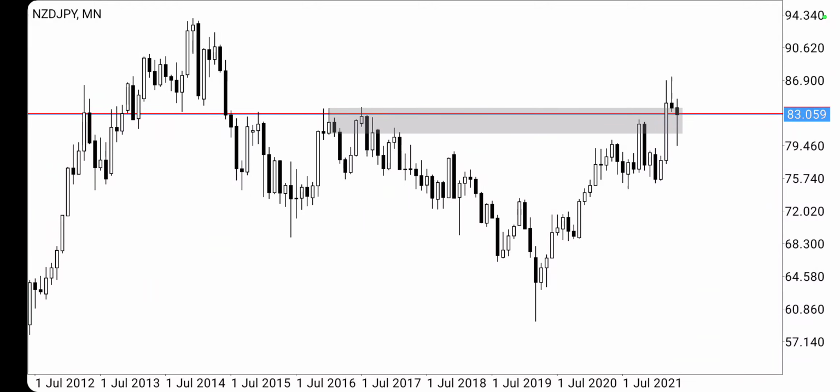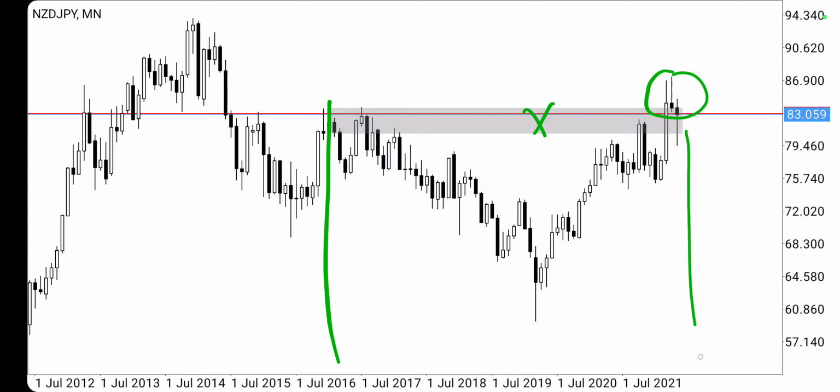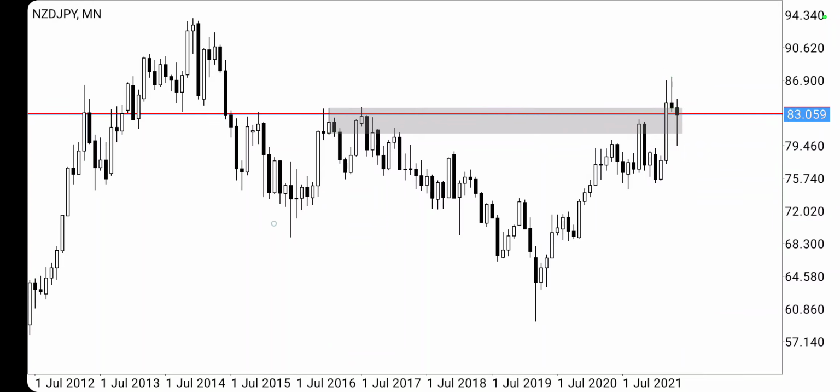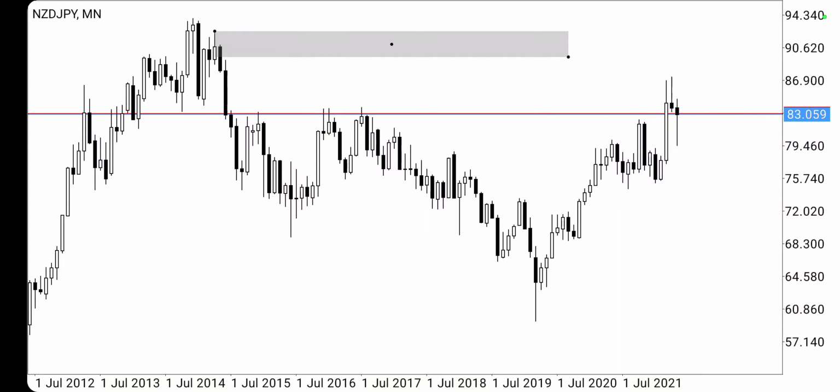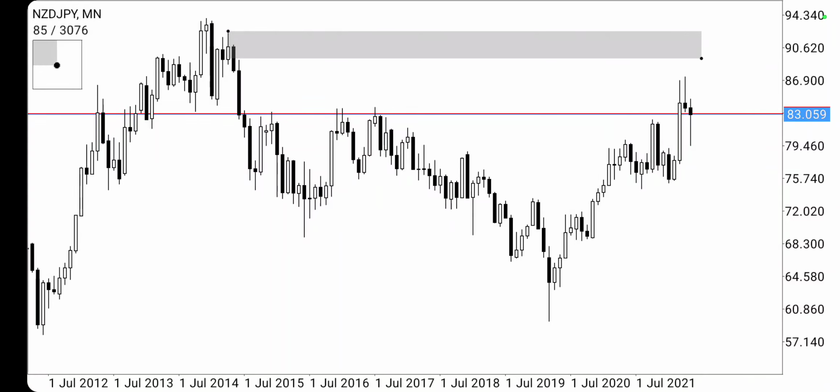So this was the area of resistance. And now recently, the past 3 months, we broke that resistance. From 2015 until now, the price has been playing underneath 83, as you can see there. But now we managed to break it, so it means this does not exist anymore. It was broken. So on monthly, the next area of resistance is here.